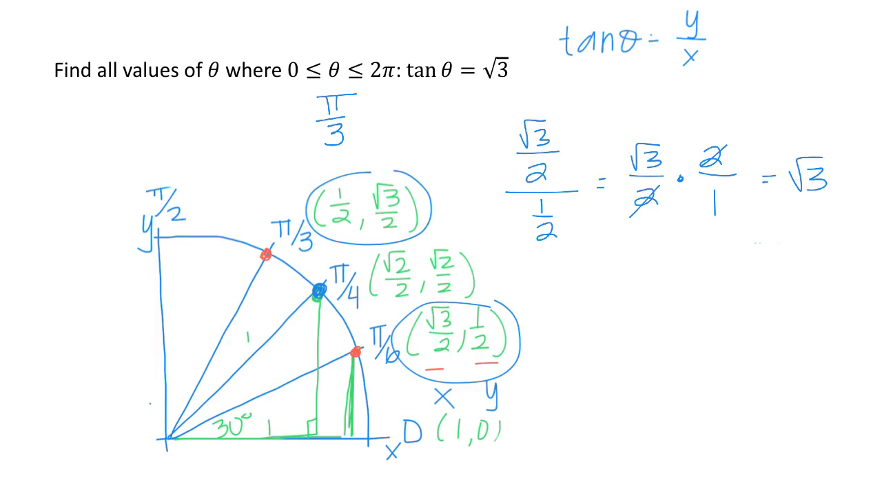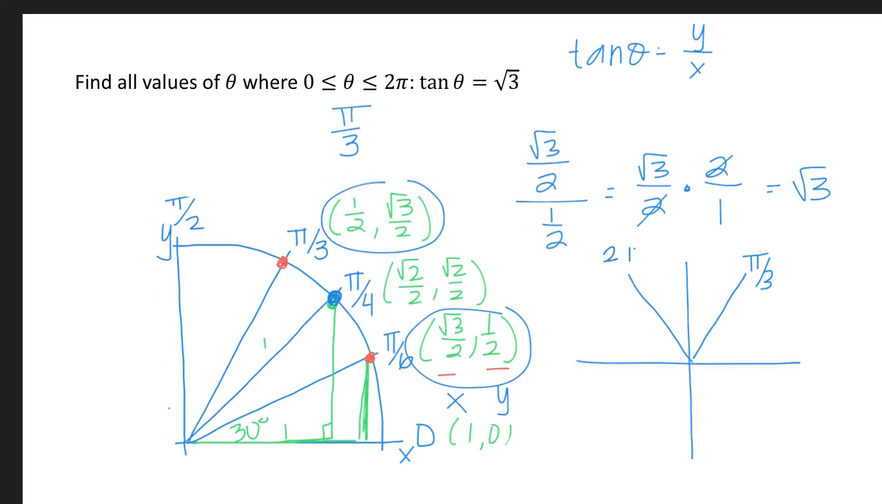But is there another time where I get the same coordinate, where the y value is root 3 over 2, and I divide by an x value of 1/2? That would also happen. So pi over 3, kind of like the last problem we were just looking at, 2 pi over 3, 4 pi over 3, and 5 pi over 3 all have these same coordinates.